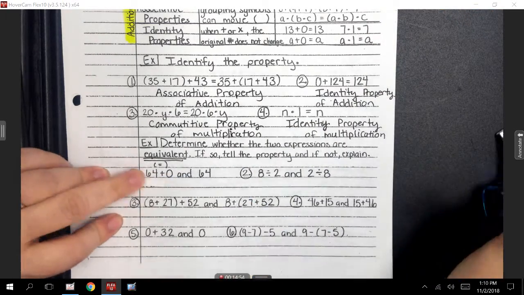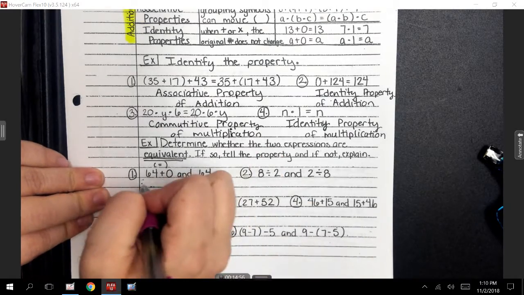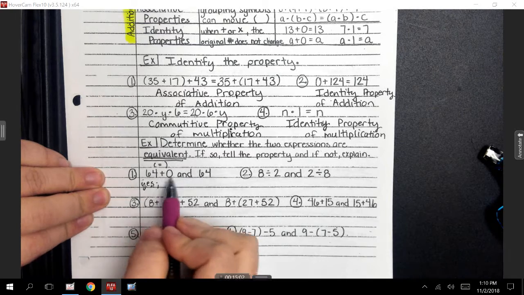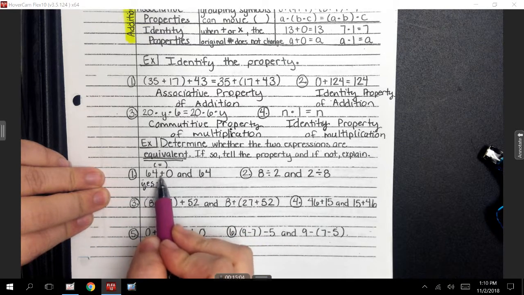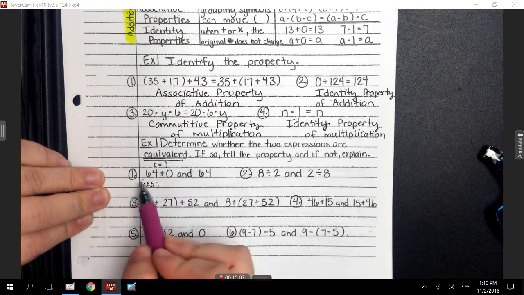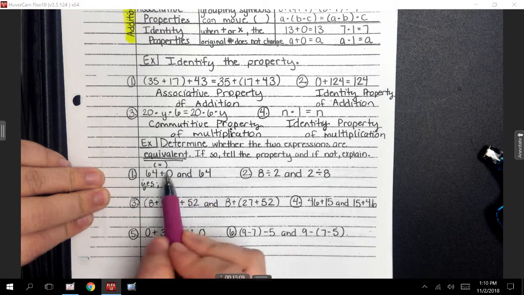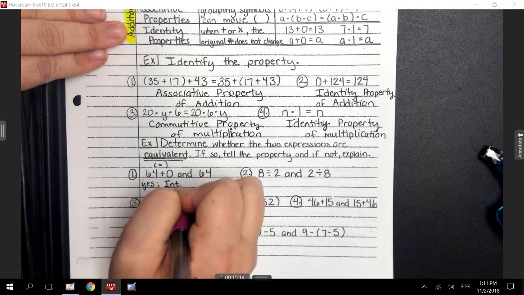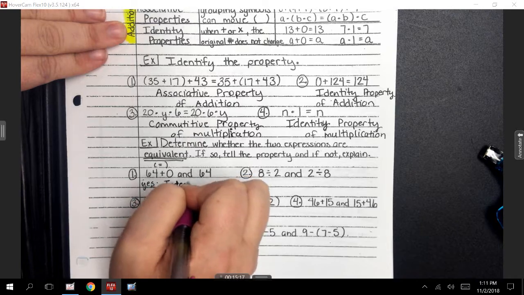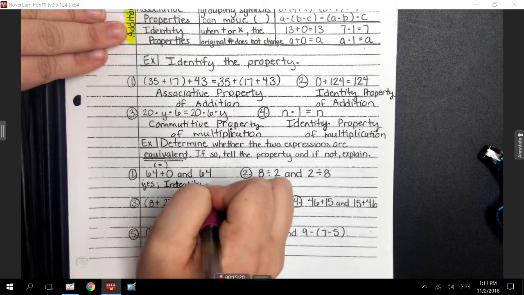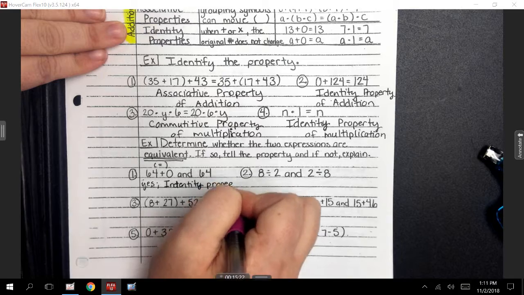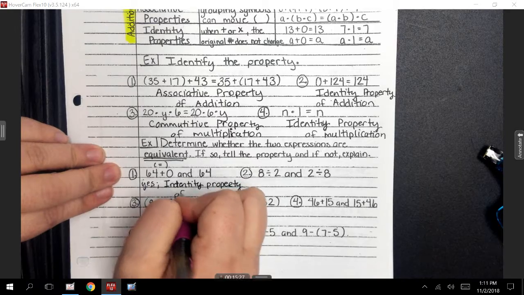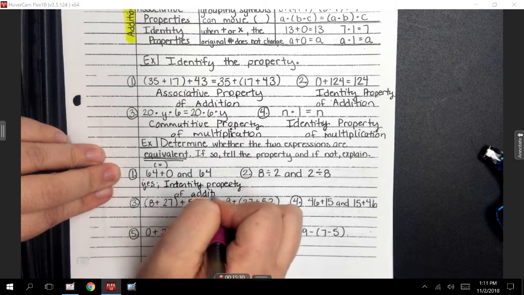Determine whether the expressions are equivalent. So yes, they are equivalent. And the reason why, again, what property is happening here? 64 plus 0 is 64. Did 64 change at all? The 0 disappeared because this is an identity property. And that's all we're doing. If it's true, we're going to say yes and then say the property. And we can again add of addition.